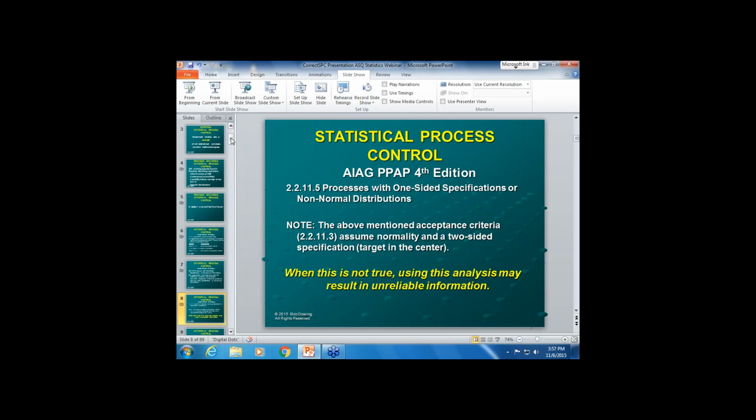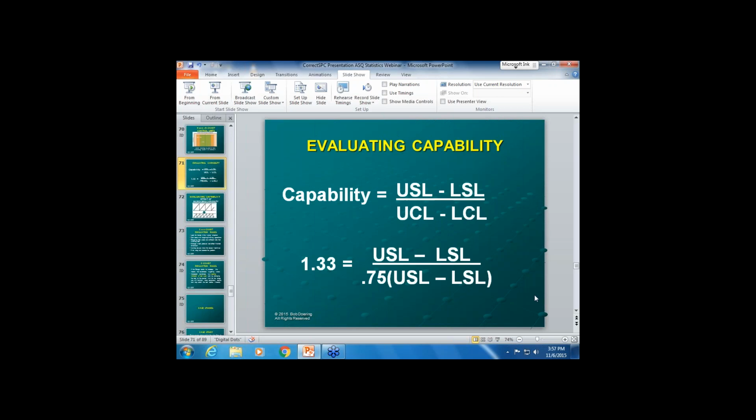And again, let me slide down to what you do use. I didn't spend a lot of time on it because I wanted to make sure we made it through here. This is how you calculate the capability for the uniform distribution. You take the upper spec limit minus the lower spec limit, divided by whatever percentage of the specification you're using. So if you're using 75% of the specification for your control limits, you divide by 75% times your upper spec limit minus the lower spec limit.